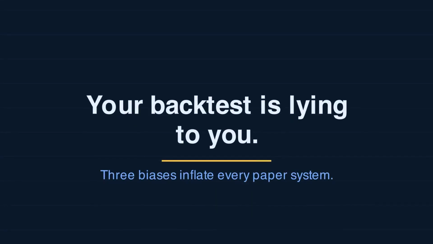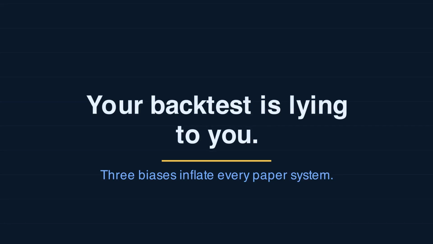Your backtest is lying to you. The system looks beautiful in the spreadsheet: 60% win rate, 2.3R per trade, smooth equity curve, 3% max drawdown. You go live with real money and the numbers fall apart inside a month. The strategy didn't change. The biases that inflated the paper results just stopped helping you.